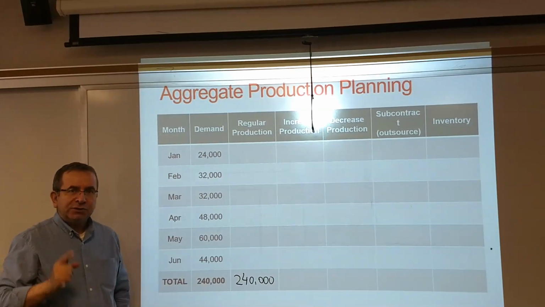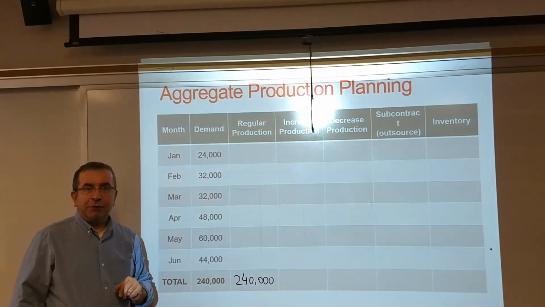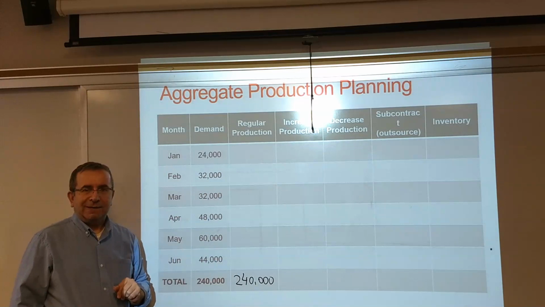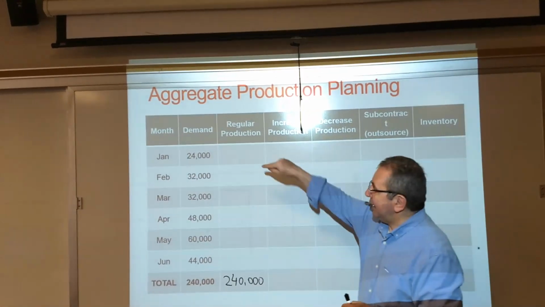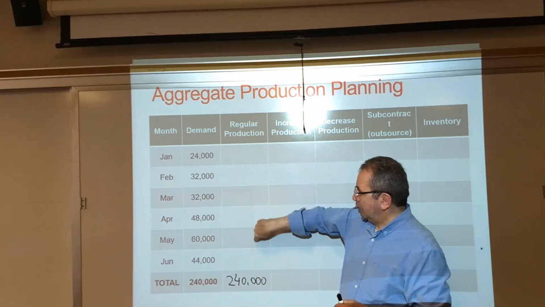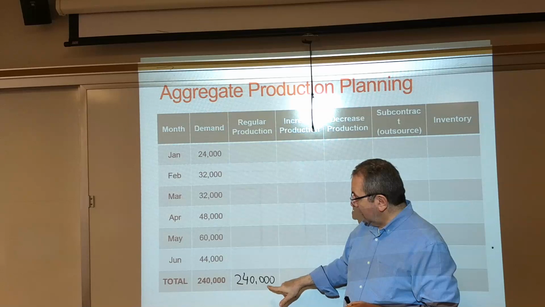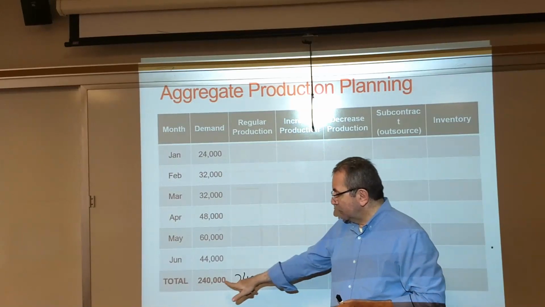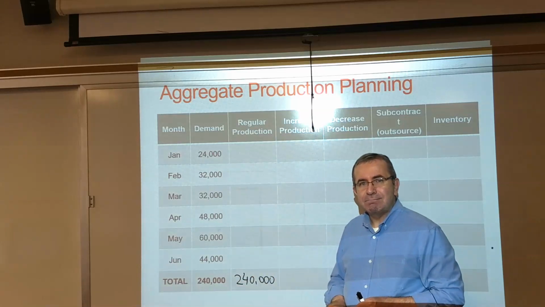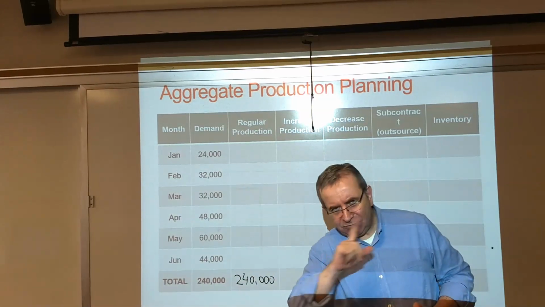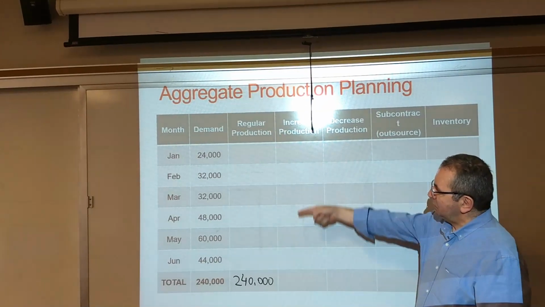Okay? So think about how much should be produced every month. What is the best schedule of production such that at the end of 6 months, you produce as much as demand? I'll give you a few seconds. Think about it. How much to produce every month?